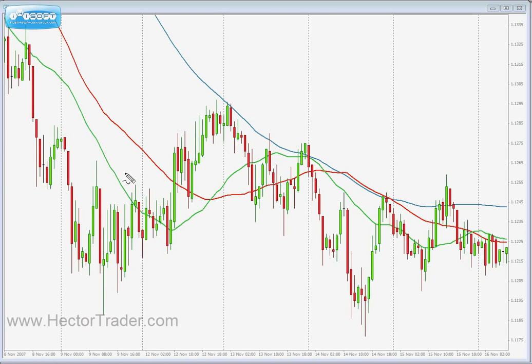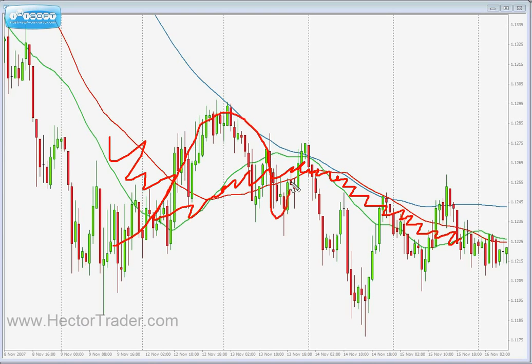In this case, the area between the 30 and the 50, meaning between the green and the red moving average, holds no significance whatsoever. As you can see, this area is being breached up, breached down, breached up, breached down once again, and so on and so forth. It has no relevance whatsoever in non-trending scenarios.